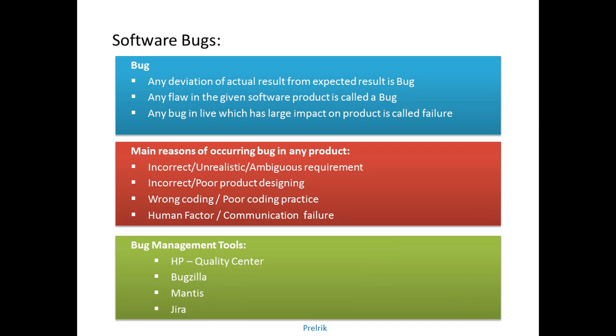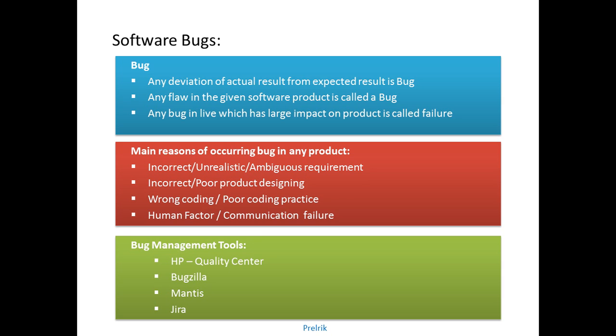So, what is a bug? Any deviation from the expected result at runtime will be called a bug. Any flaw in the given software product is called a bug, and any bug that goes live and has a huge impact on the product will be called a failure.